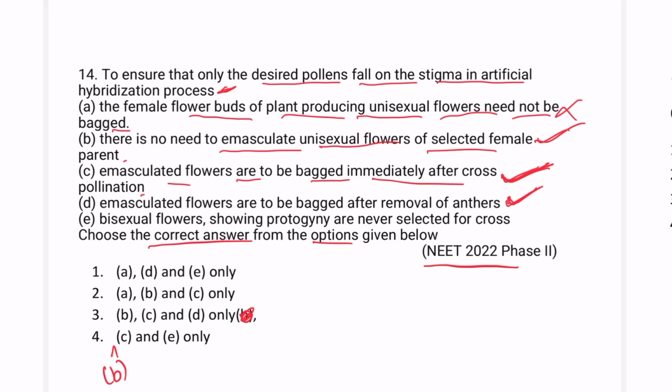Bisexual flowers showing protogyny are never selected for a cross. This is not a right statement because even the bisexual plants which undergo protogyny can be selected for the cross, and this protogyny ensures that they are mostly cross pollinated, because protogyny is an adaptation to ensure cross pollination. So the answer will be B, C and D only. So the answer is the third option, B, C and D only.